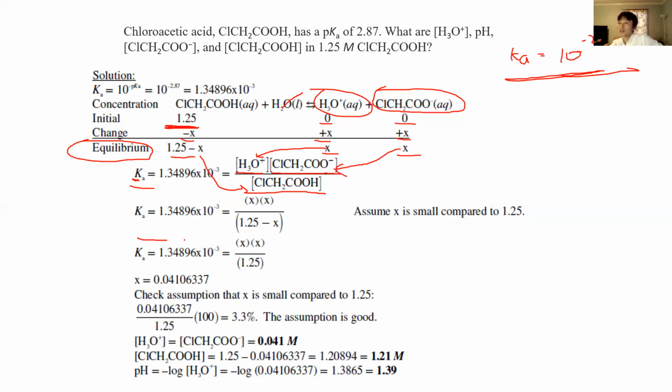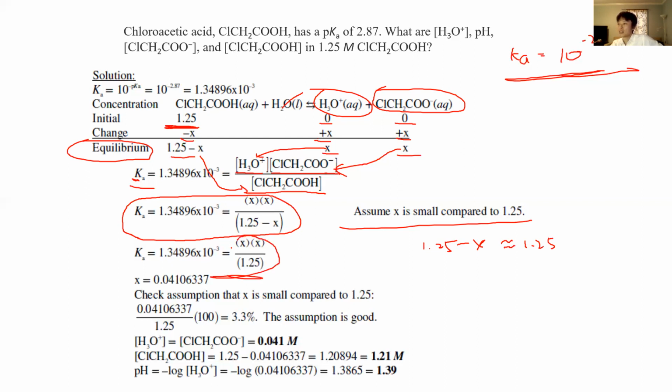So we can solve for this equation. But again, because we have made the assumption that this percent dissociation is going to be small, the X is going to be small compared to the initial concentration, right? So we can assume that 1.25 minus X, which is the denominator, is approximately equal to 1.25, meaning that it barely changes. So this equation becomes this. It's a much easier equation to solve. After solving for X, we got 0.04.